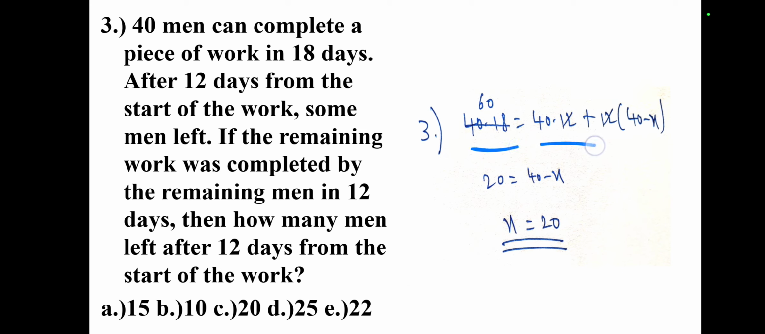Now in all the three terms we have 12, so we'll cancel 12. 12 ones, 12 ones, 12 sixes are 72. 18 fours are 72. That becomes 720. 12 sixties are 720. Therefore 40 minus x equal to 20. Option C is the correct answer.